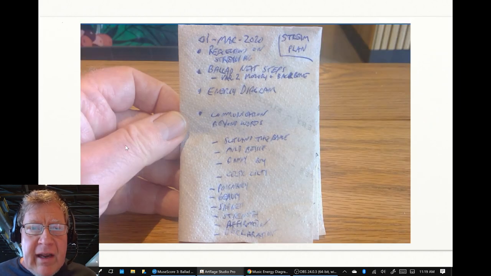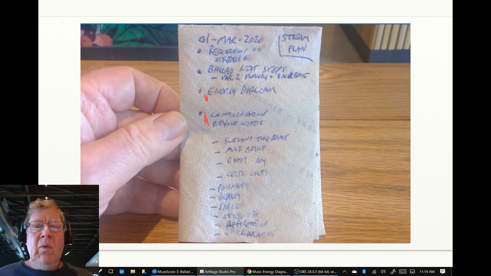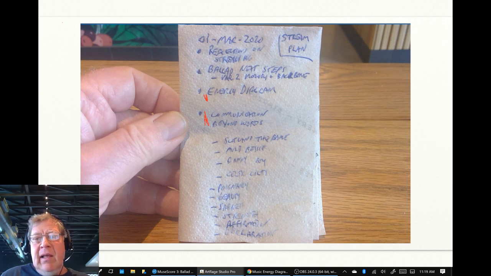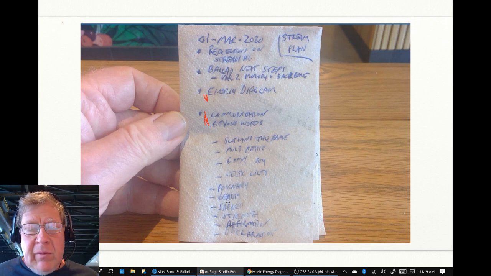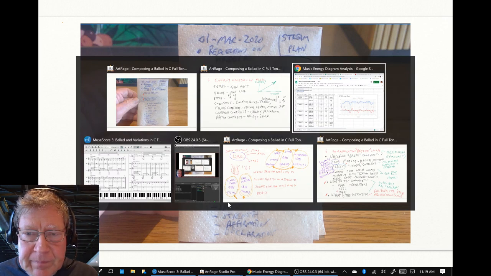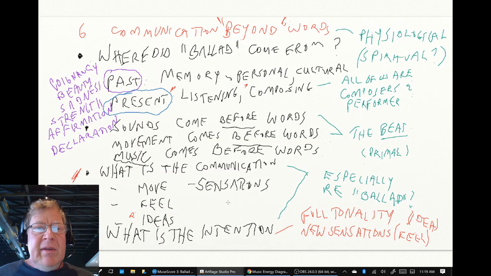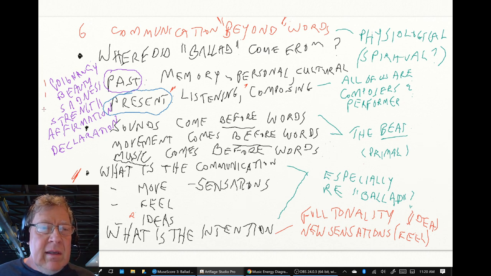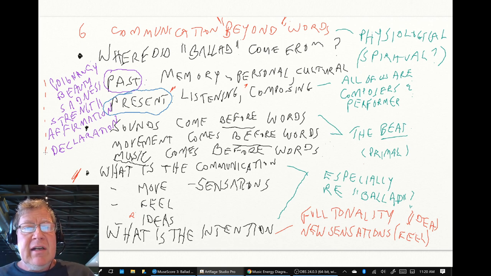went from the energy diagram to communication beyond words. What is our intent? And we spent some time on this, and we talked about coming from the past. And for me, the ballad has a lot of emotional and cognitive or inspirational elements: poignant, beauty, sadness, strength, affirmation, declaration.